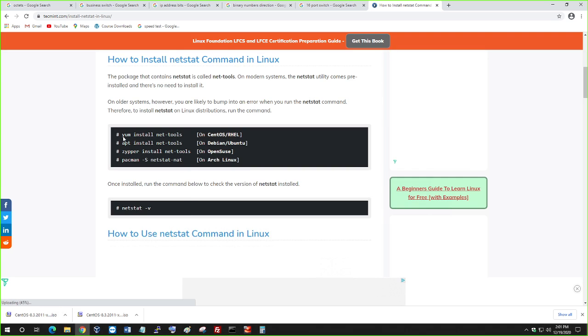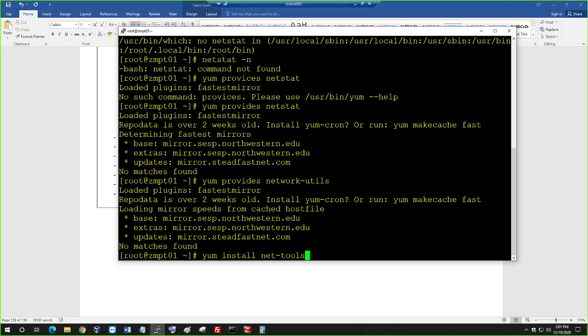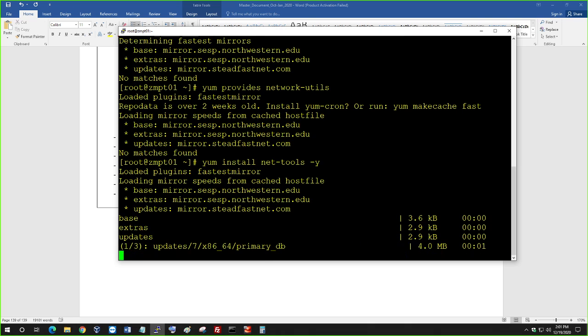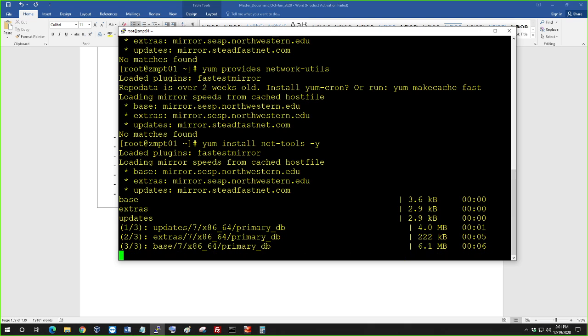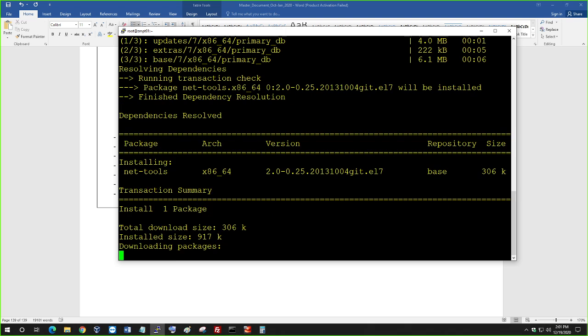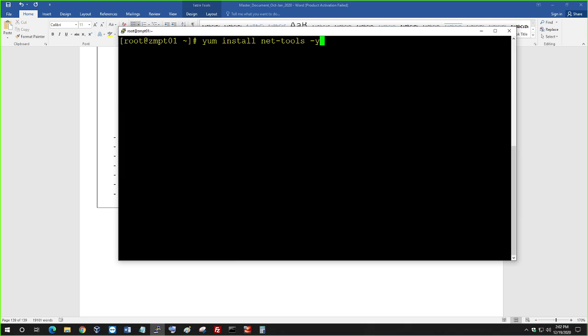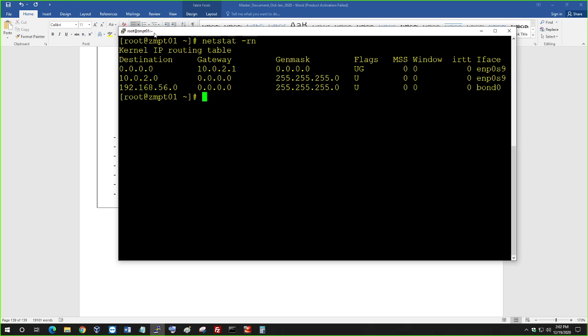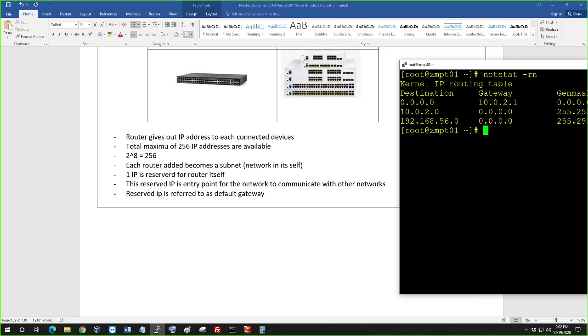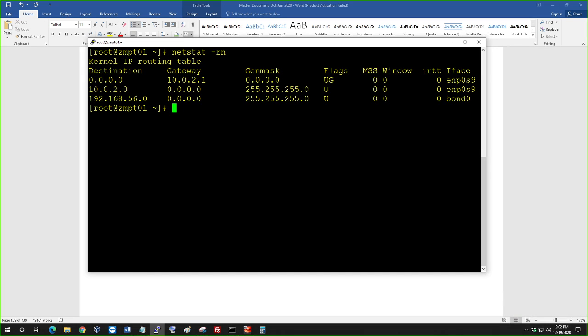Okay, net tools. It's part of net tools. So now if I do netstat -rn, it tells me the gateway I have here. So my gateway is 10.0.2.1.